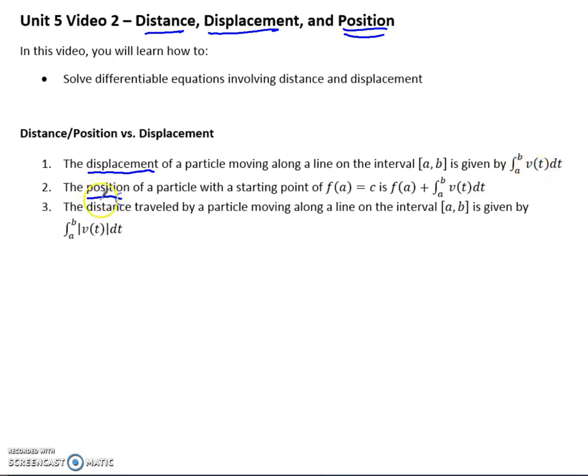Position is pretty easy. We've been talking about position. If you want a position, you need an initial value, and then you need to add everything that changes about the distance you want to go. And you'll see that again in a little bit.